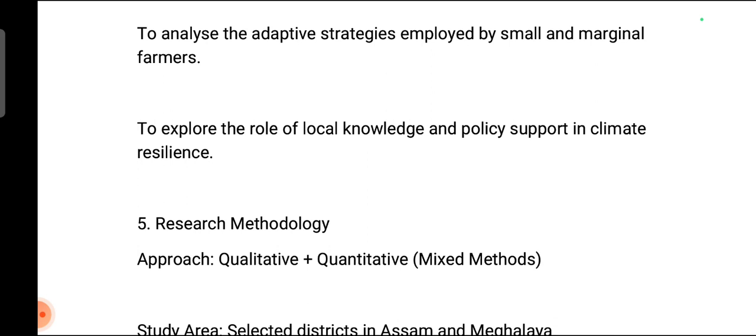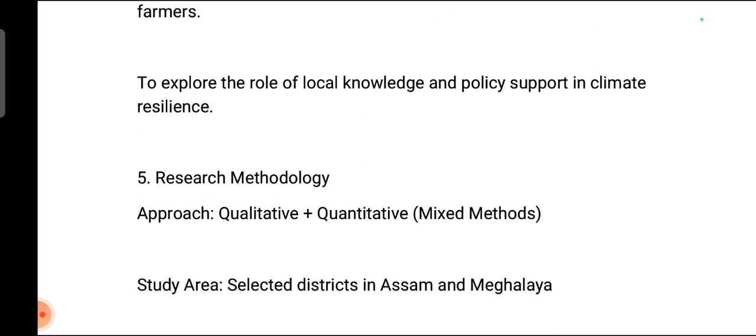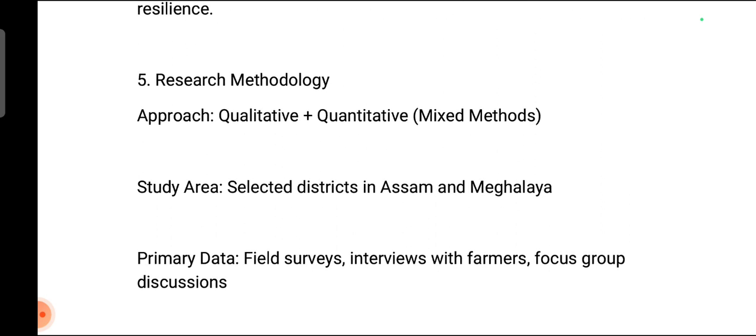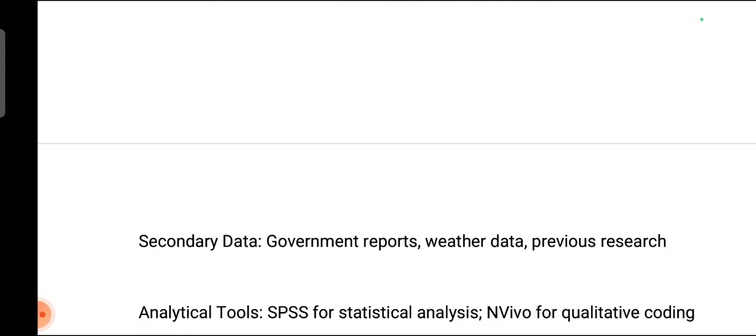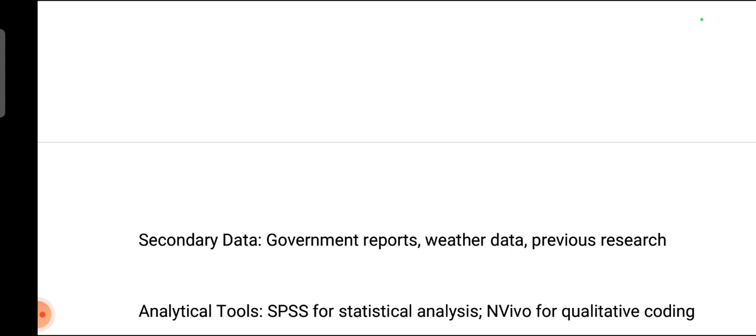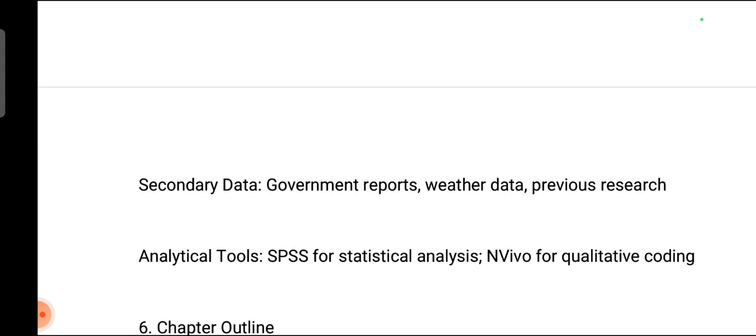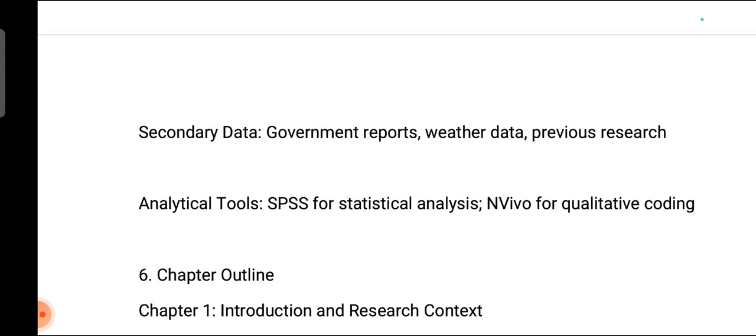And then in the research methodology section, you need to write what you need to write. I have told you, so I'm just reading the title I have chosen here. Approach, I have chosen qualitative and quantitative or mixed methods. Study area, I have chosen selected district in Assam and Meghalaya. Primary data, I have chosen field studies, interviews with farmers, focus group discussions. Secondary data, government reports, weather data, previous research, analytical tools, SPSS for statistical analysis, and NVivo for qualitative coding.